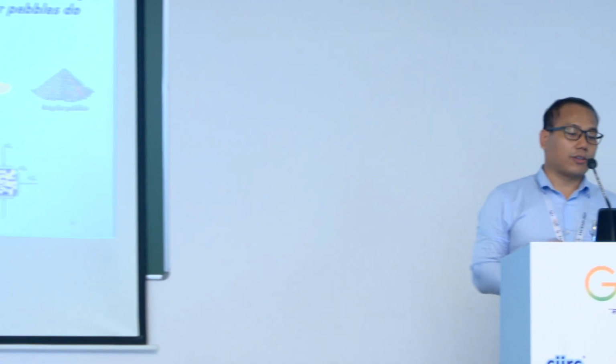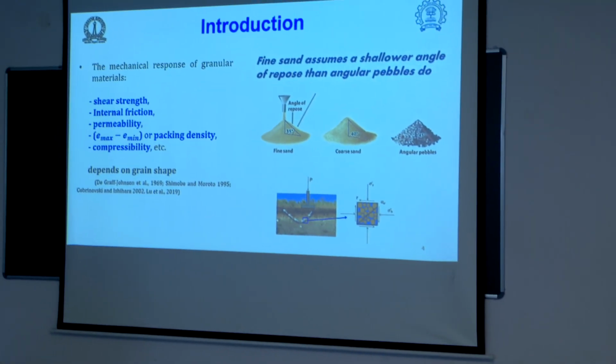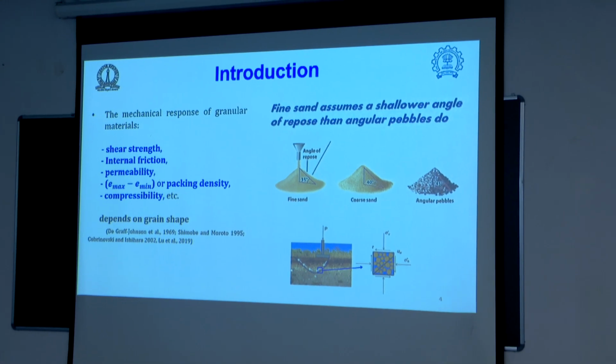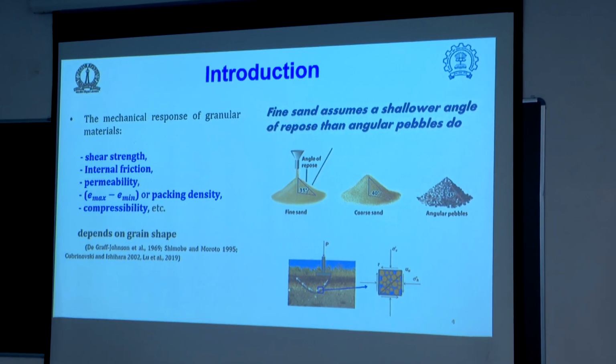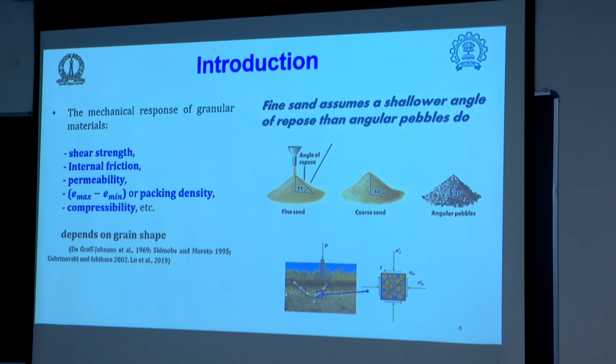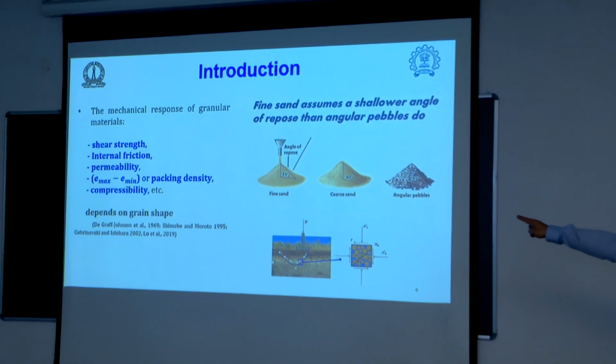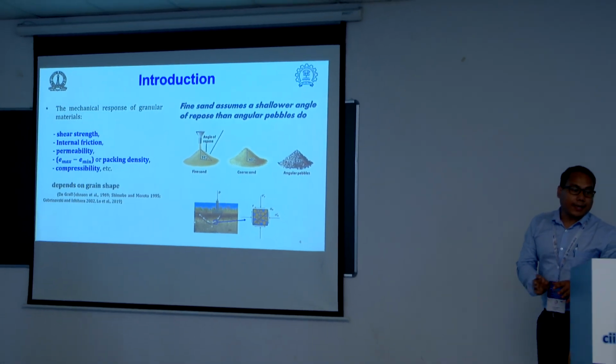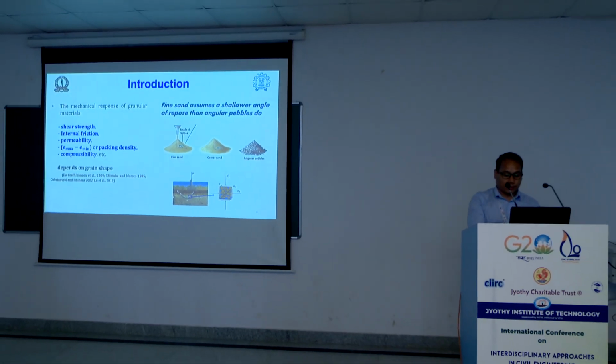The mechanical response or behavioral characteristics of an ensemble granular mass completely depends on shear strain properties, inter particle-to-particle interactions or internal friction, permeability, the difference between maximum and minimum void ratio, extreme void ratio, packing density, compressibility, etc. All of these depend on these shape properties.